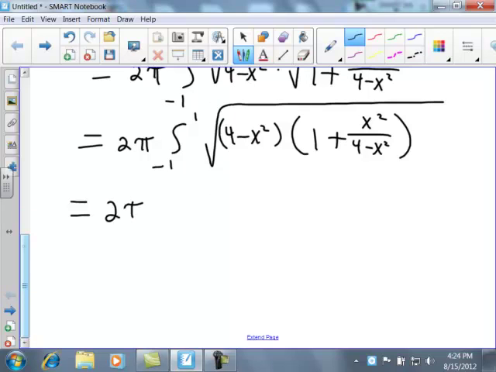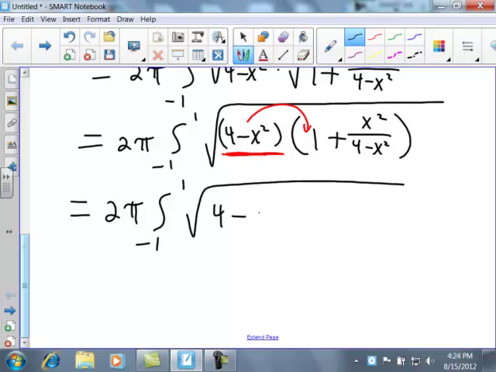So this is 2 pi times the integral from -1 to 1. I'm basically now going to distribute this entire expression right here into both of my terms. So if I distribute that into my first term there, which is a 1, then I get the square root of 4 minus x squared plus, and then if I distribute this into my second term, which is x squared over 4 minus x squared, then I have a 4 minus x squared on top and a 4 minus x squared on bottom. So those 4 minus x squareds are going to cancel, and I'm just going to be left with x squared.